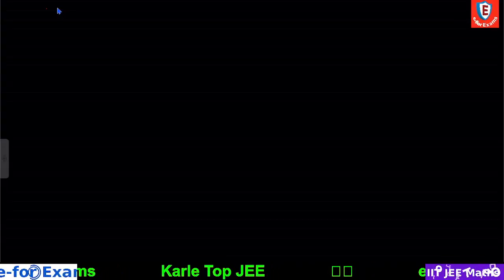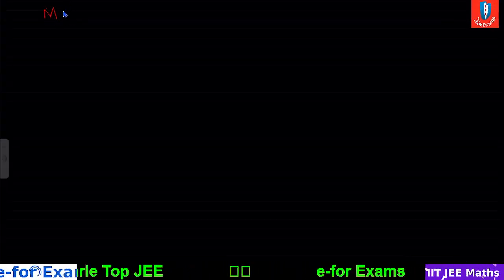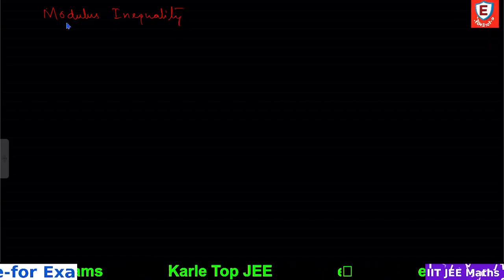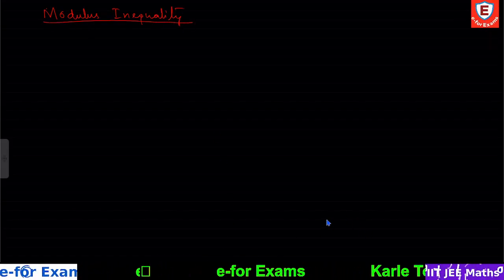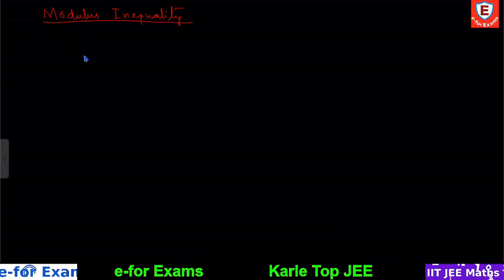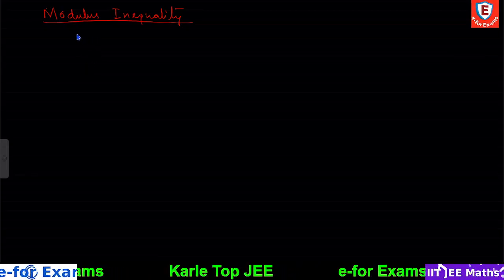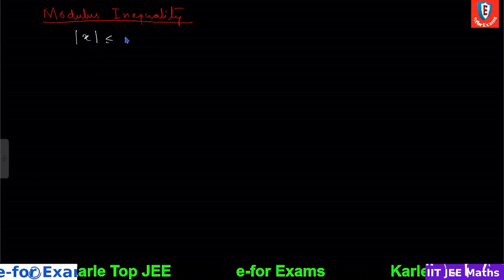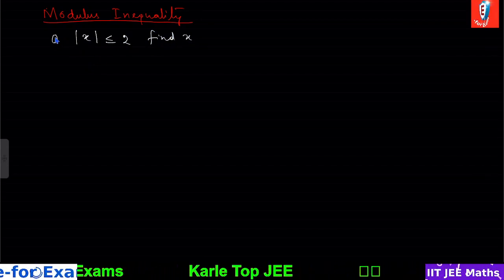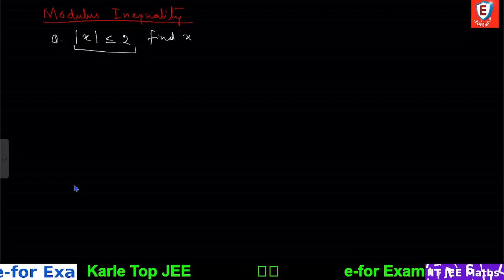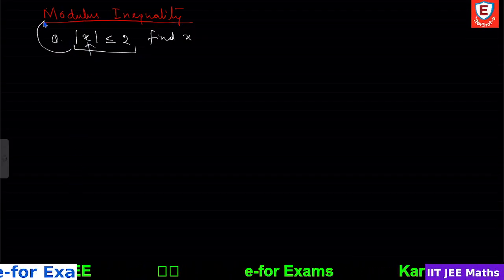Okay. Modulus inequality. Modulus function, and now inequality. An inequality involving mod is called a modulus inequality. Example: mod x less than or equal to 2. Find x. The question can be to find x. Here this is an inequality involving mod, so we call it a modulus inequality.